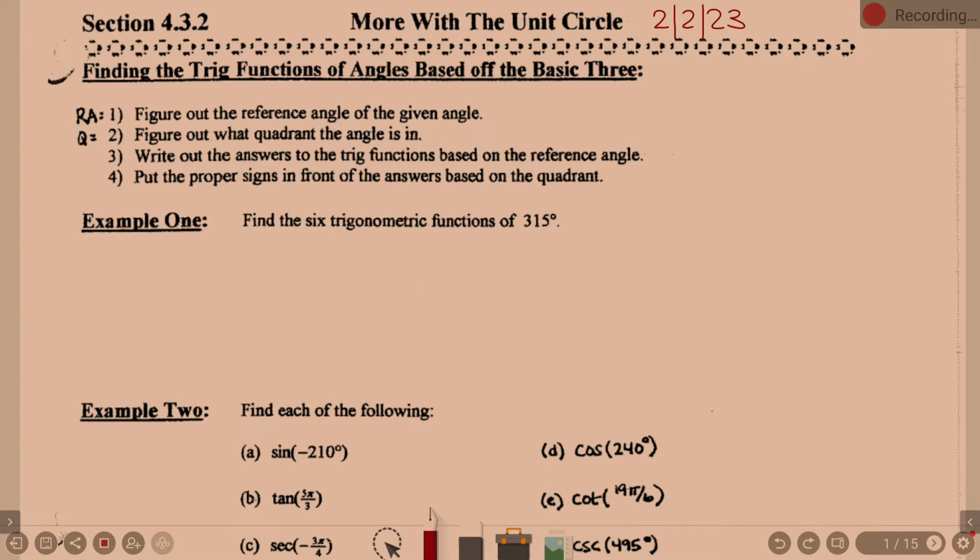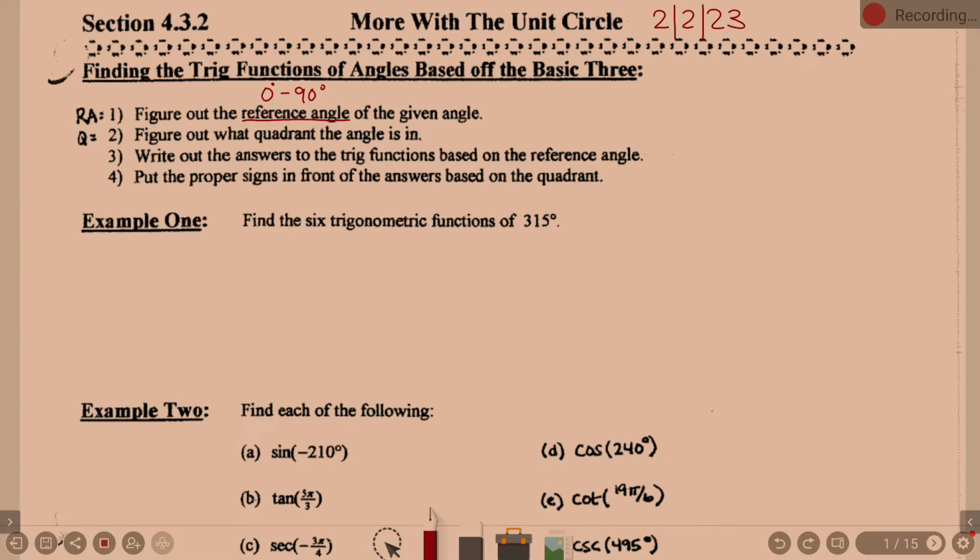Step 1 is going to be figure out the reference angle of the given angle. Remember, your reference angle is an angle between what and what? Or an angle less than what? Less than 90. So in other words, it's an angle between 0 and 90. Okay? And it's always based off of the x-axis. It's how far is your angle from the x-axis. Okay?